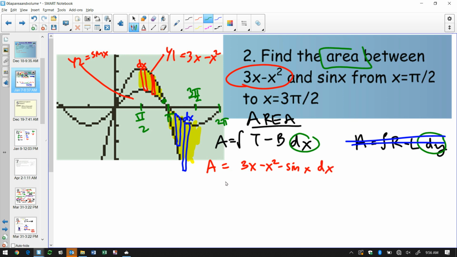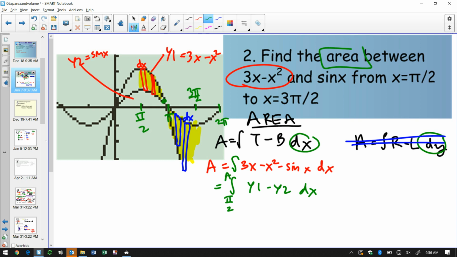Do you agree that that's really just the same as y1 minus y2 if I put it in my calculator, dx? And what are my x's going to go from? What's my smallest x on this red region? Do you see it's pi over 2? What's my rightmost point, though? It's an intersection, so you have to go find that.